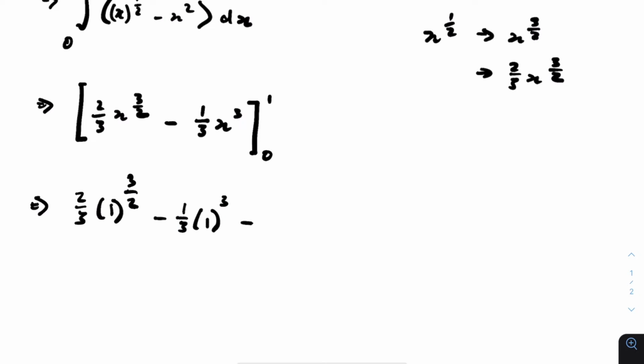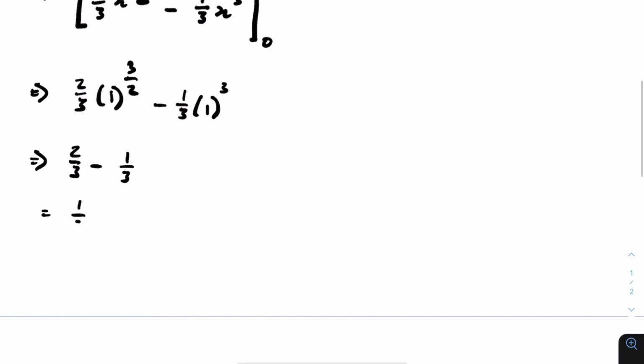And then that's subtracted from the lower bound. The lower bound in this case, if you notice, if you put 0 in all of these, it'll just become 0. So we actually don't need to subtract anything. When we evaluate this, we get 2 over 3 minus 1 over 3, which is just equal to 1 over 3 units squared. So that's our calculated area.